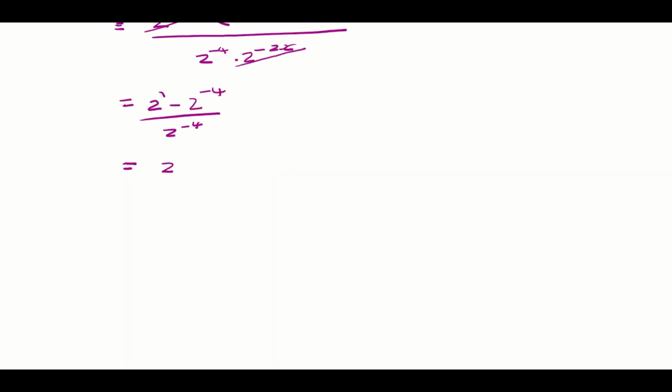So I've got 2 minus 2 to the negative 4, and 2 to the negative 4 is the same as 1 over 2 to the power 4. 1 over 2 to the power 4 is the same as 1 over 16. All over 2 to the negative 4 again is the same as 1 over 16. Okay, you all know how to work this out. We find the LCM in the numerator and we get 31 over 16 over 1 over 16. If we tip and times, we get 16 over 1, and that's going to give us an answer of 31.